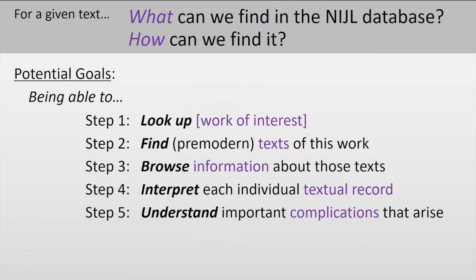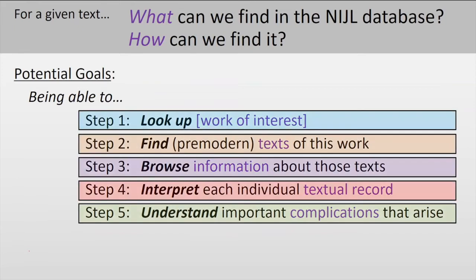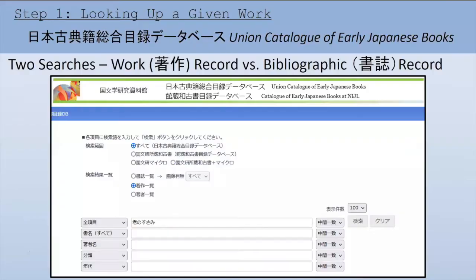There are a number of search tasks that we might want to learn how to perform in this context. After this overview, we will look at the following 5, here called steps, because each task depends on the ability to do the previous task. To facilitate searching this video itself, the slides for each section have been color-coded like this. Let us begin with step 1, looking up a given work.